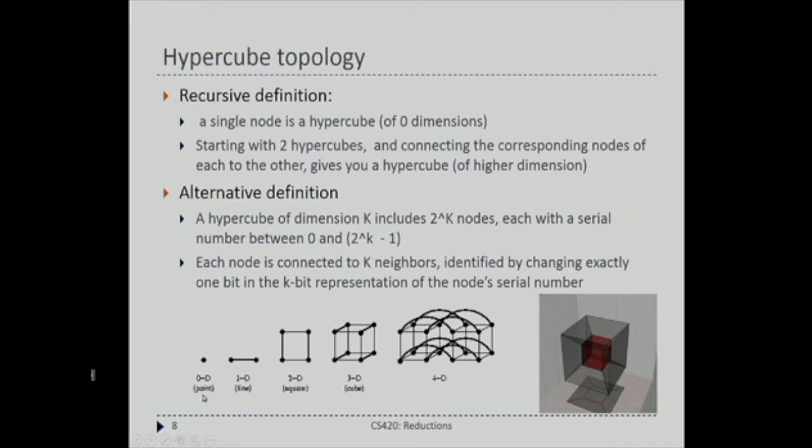Of course, we are not building a physical topology. We're just going to use this as a logical structure. So how do you make a logical structure? Given my rank x, how do I find my neighbors in the hypercube? How many neighbors do I have in a hypercube of k dimensions?